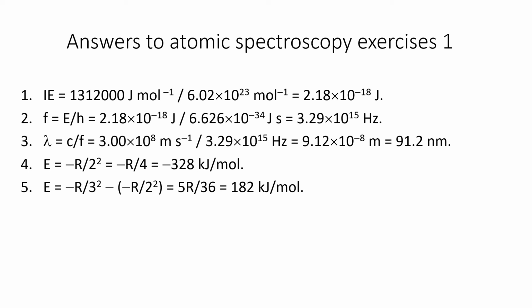And so then this final question was the difference in energy between the third and the second shell. So I've got in here the energy in the third shell, minus R over 3 squared, subtracting from that the energy in the second shell, minus R over 2 squared. And so because the units of R were in kilojoules per mole, our answer comes out there in kilojoules per mole.